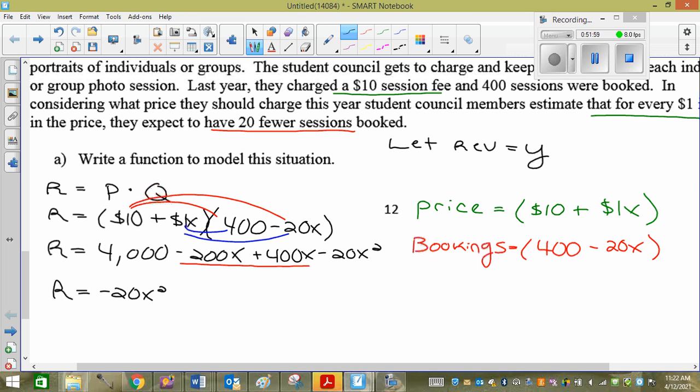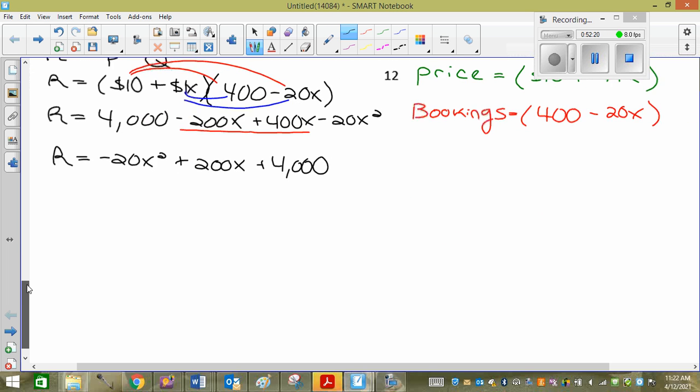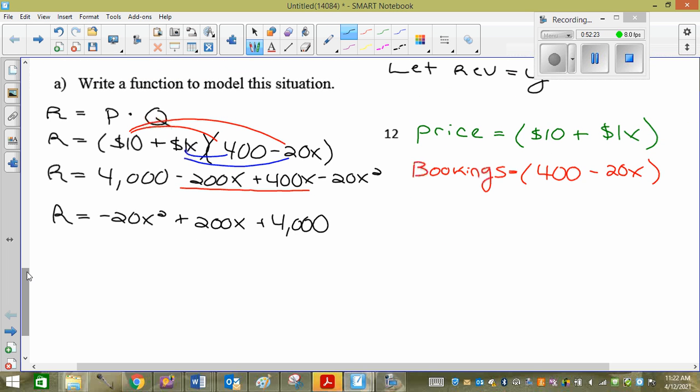What's negative 200 plus 400? What does that give us? Anthony, what is that going to give us? 200 positive x. Yes, exactly. Plus 200x, and then plus 4,000 on the end. Awesome. So now we have an equation that models this situation based on our prices and our bookings, right? So we can go to our next part. Everybody has this down, right? I'll take thumbs up if you have it down, or if you need more time, you can just let me know. You're all good? Okay.